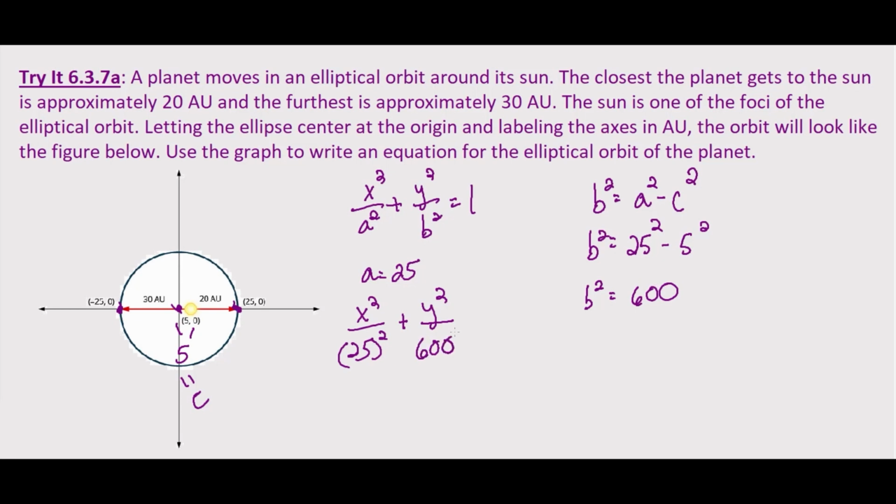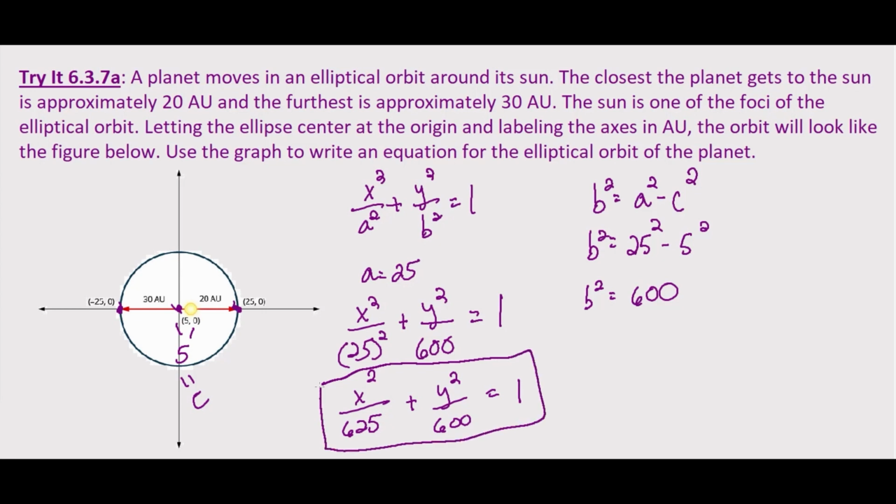So we know that this is 600 for b squared underneath y squared. We multiply 25 by itself, we square it. So x squared over 625 plus y squared over 600 equals 1. And there's the equation for the ellipse that represents the orbit of this planet around its sun.